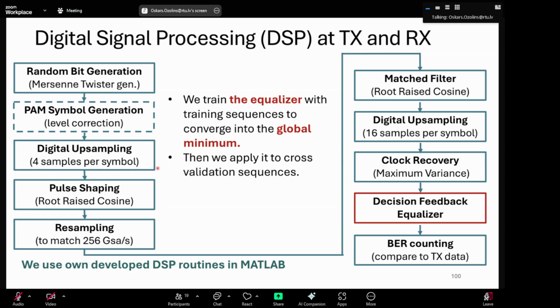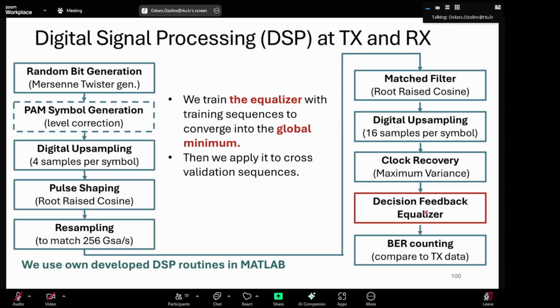So as I said, there are certain things you do at the transmitter side when you do digital signal processing, and then you also do some things on the receiver side. And these blocks here can be very different. If you look in some literature, there are different methods for how to perform clock recovery or how you do equalization. In this case, it's a decision feedback equalizer. I'm going to talk a little bit more about that. This is what we use for multi-level signals, for PAM signals.